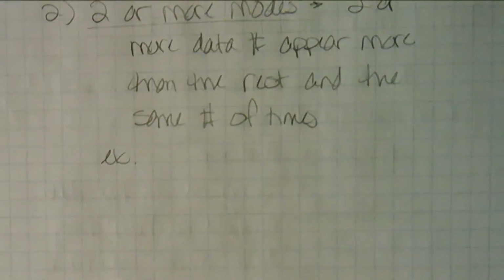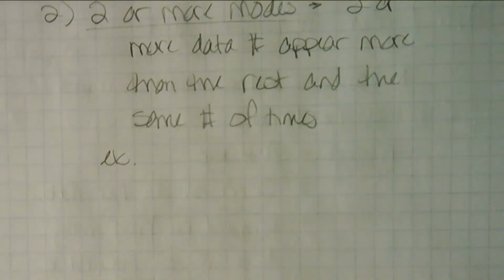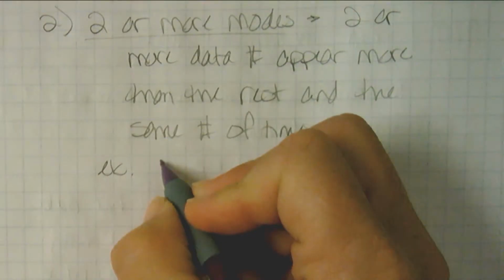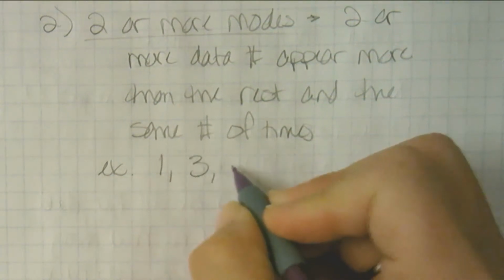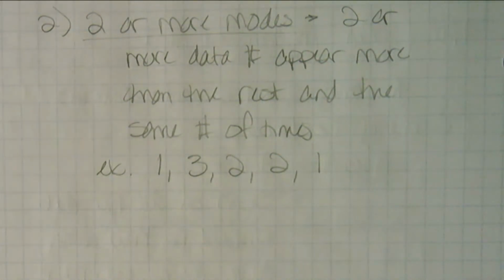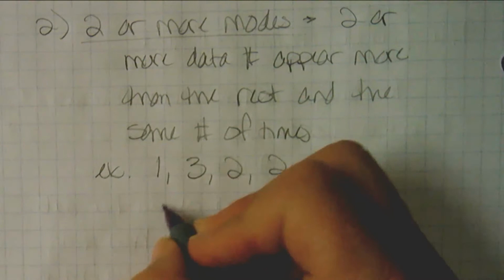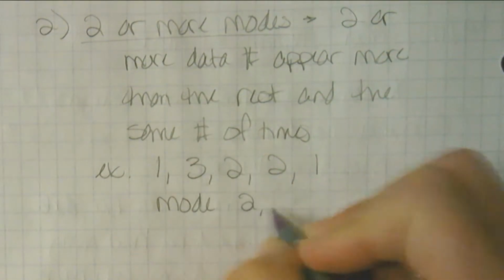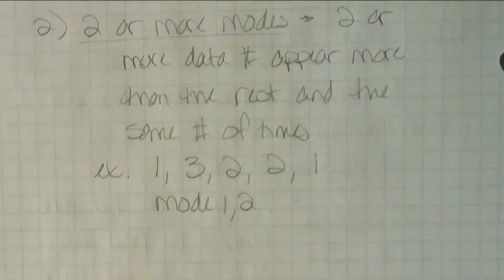So somebody give me a list of numbers. I don't care what the numbers are. And they don't have to be consecutive numbers. They can be any numbers where we might have this situation. Colin? 1, 3, 2, 2, 1. Excellent. All right. So Colin gave us numbers that are not in order, which is all good. I don't care if they're in order or not. So someone tell me, what is my mode here? Sarah? Yep. My mode is going to be 1 and 2. I'm just going to list them with a comma between them.